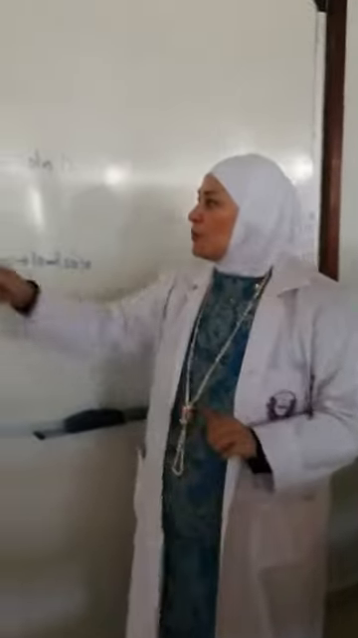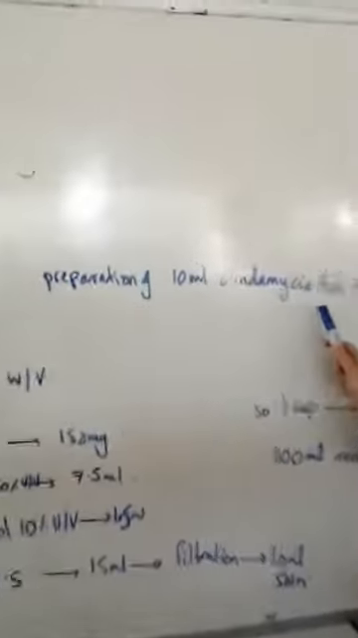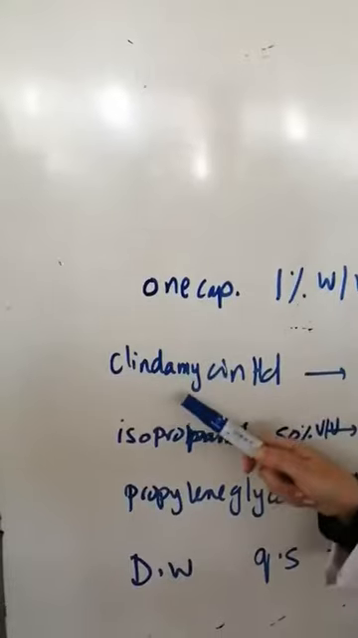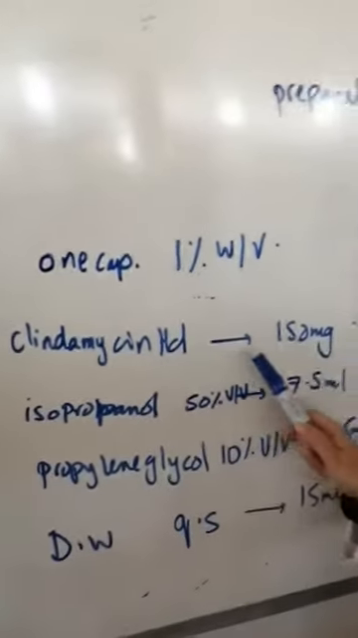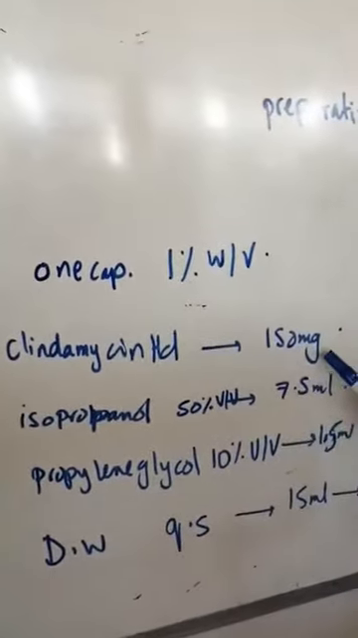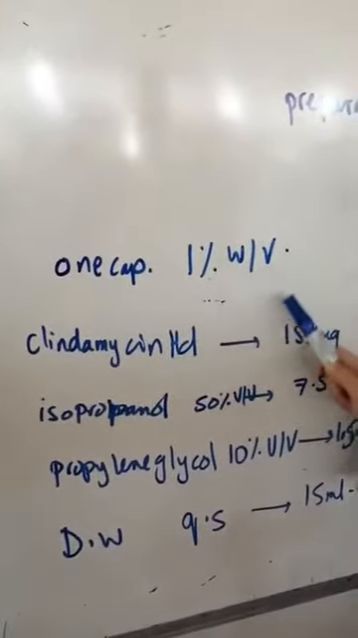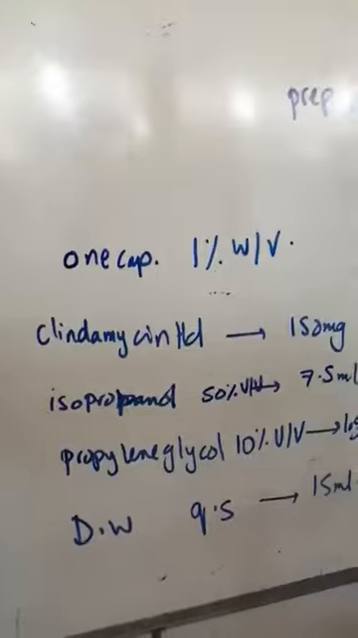We are going to prepare 10 ml of clindamycin hydrochloride solution 1% from a capsule. Because we have the capsule which contains the active ingredient clindamycin hydrochloride 150 milligram, we are going to prepare just 1% weight by volume as the concentration of this solution.